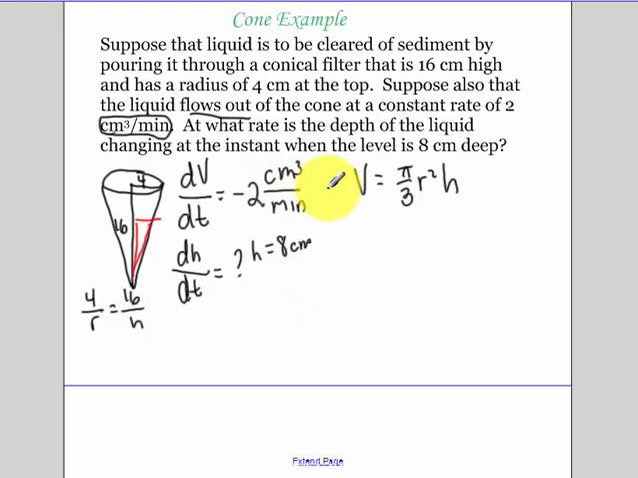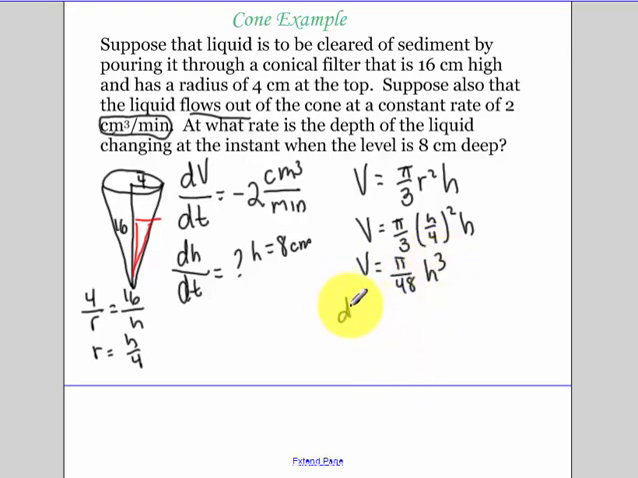I can't plug in these instants until I've taken the derivative, because the derivative is at an instant. So relating our radius, solving for r, we get h over 4. So volume is equal to pi over 3 times (h over 4) squared times h. Now this simplifies: pi over 48 h cubed.